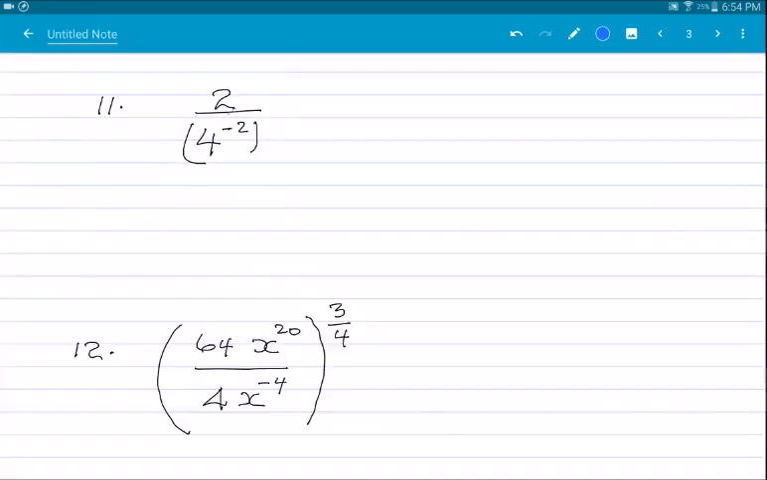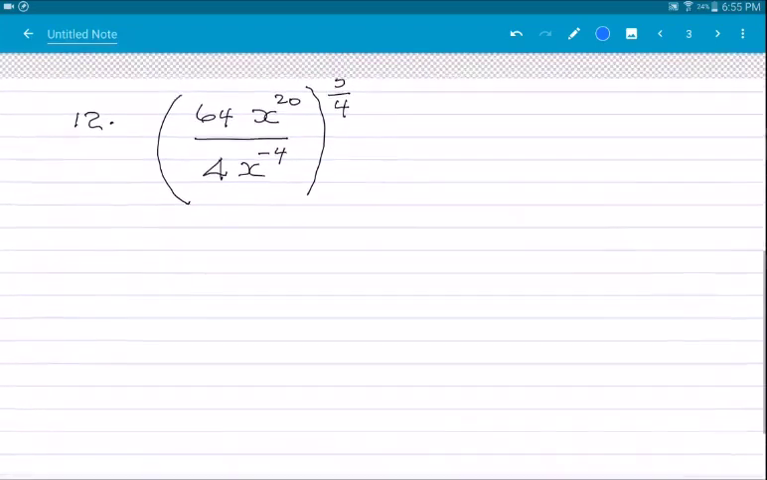Question 11. 2 divided by 4 to the minus 2. So we can write that as 2 times 4 squared. Because 1 over 4 to the minus 2 is the same thing as 4 to the positive 2, which is 2 times 16, which is equal to 32.